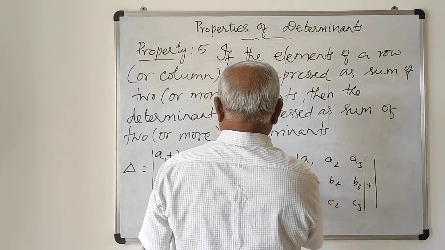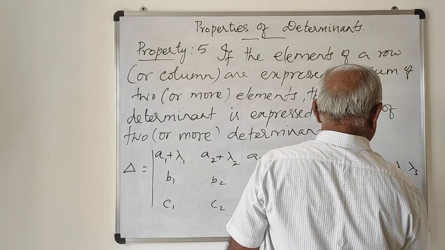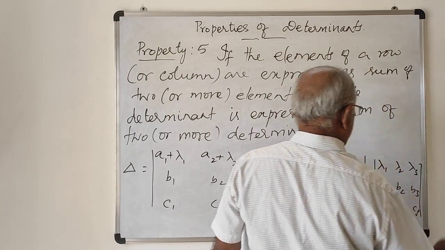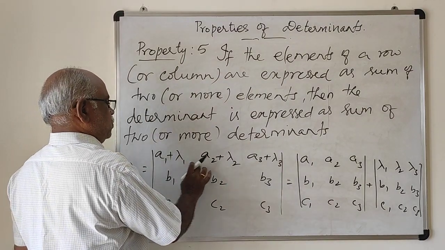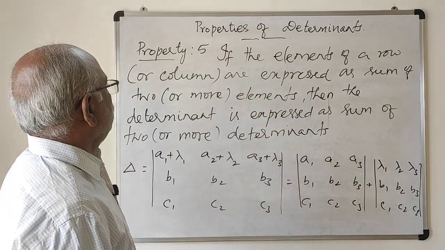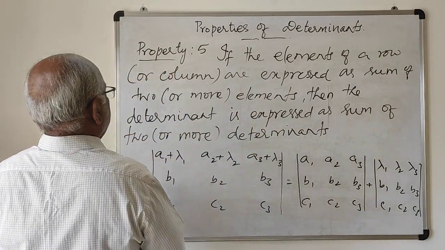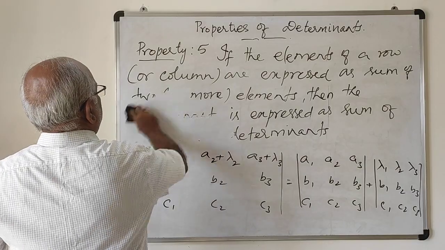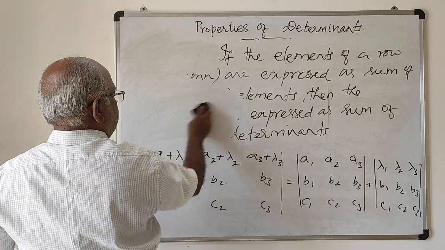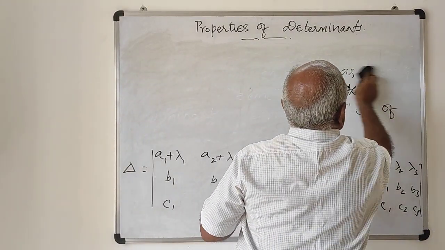Plus another determinant: lambda 1, lambda 2, lambda 3; B1, B2, B3; C1, C2, C3. Like that, if the first row is expressed as sum of two elements, then the determinant is split into sum of two determinants. This is the property 5. It is very simple. If you expand using the first row, you will see. To prove this, I am going to expand the left hand side determinant using the first row.